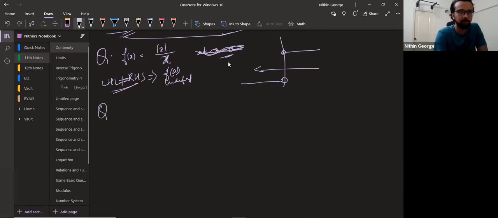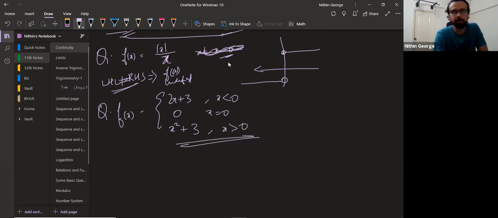Give you another function. Okay, discuss the continuity of this function f of x.